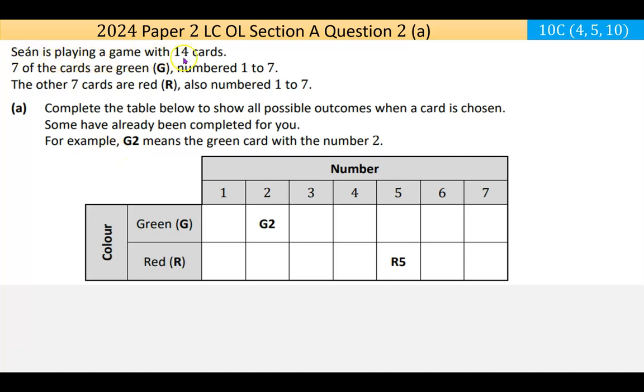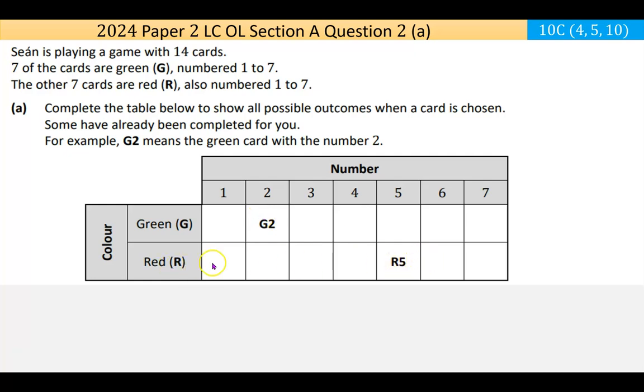Sean is playing a game with 14 cards. 7 of the cards are green and they're using the letter G to represent that and numbered 1 through 7. The other 7 cards are red and they're numbered 1 through 7. So part A says complete the table below to show all the possible outcomes where a card is chosen. Some have already been completed for you. For example, G2 means the green card with the number 2. So you see here the G corresponds to green and the 2 corresponds to 2.